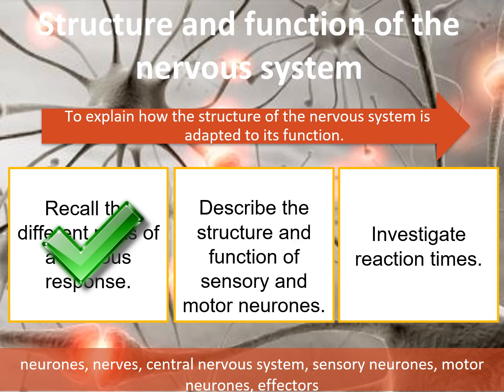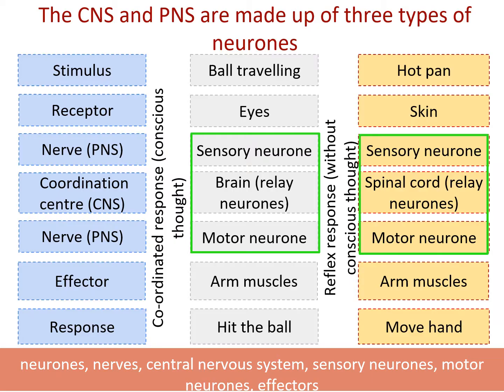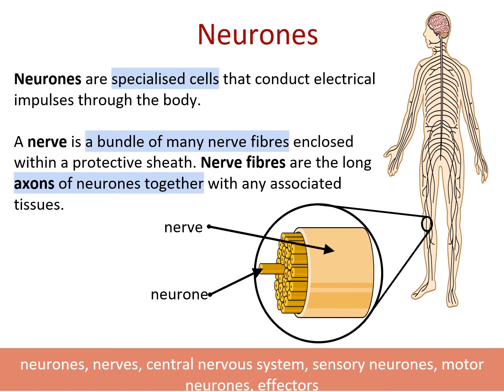So now I want to move on and specifically talk about the structure and function of the sensory and motor neurons, and I'm going to bring in these other ones called relay neurons. So we're now talking about this part of the response. We're talking about the motor neuron and the sensory neurons here forming part of the peripheral nervous system, as is shown here, and the brain and the spinal cord making up the central nervous system, which are made of neurons called relay neurons.